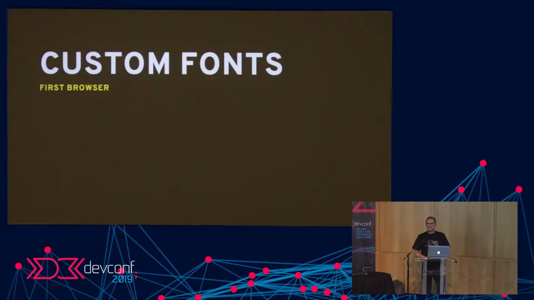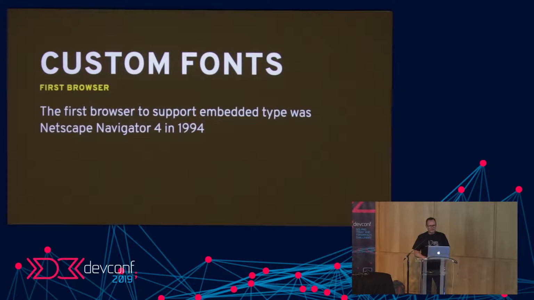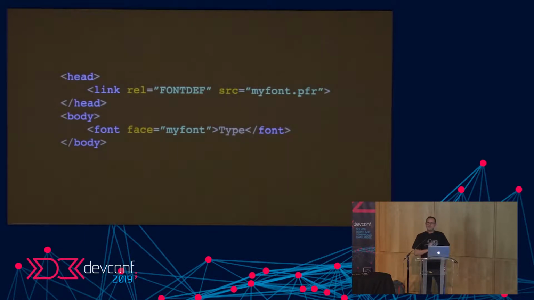So for a custom font, the very first browser that supported custom fonts was Netscape Navigator 4. If you're old like me, you used this in 1994. Okay. Netscape became Mozilla, became Firefox, etc. And they were the very first ones to support that via this embedded HTML. So in the head section of your document, you would create a link, you'd make a relationship for that link. The relationship would be something called font def, and the source would be whatever your font was called, with an extension called PFR.